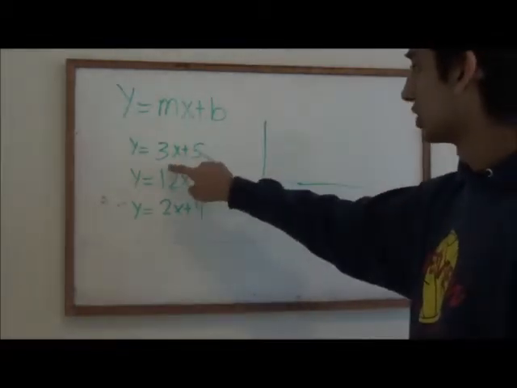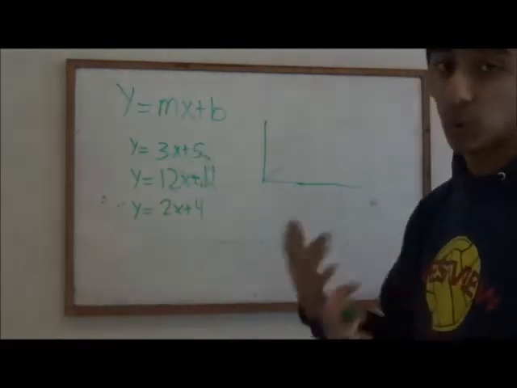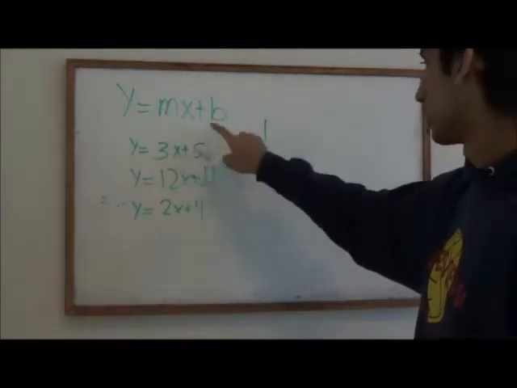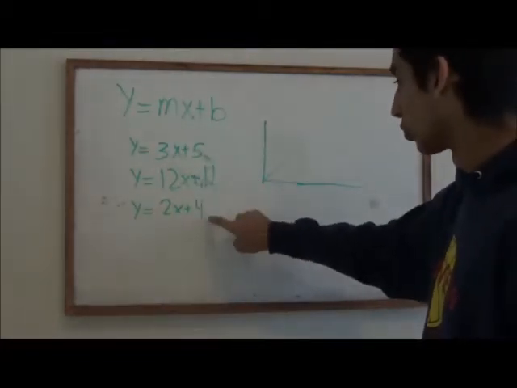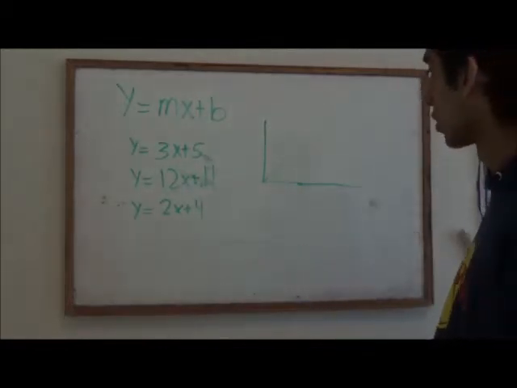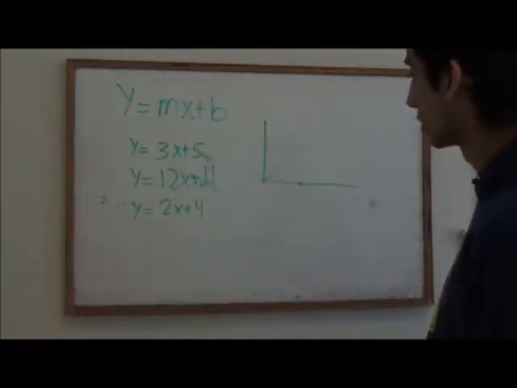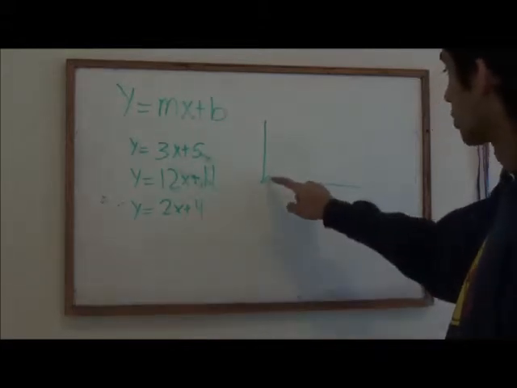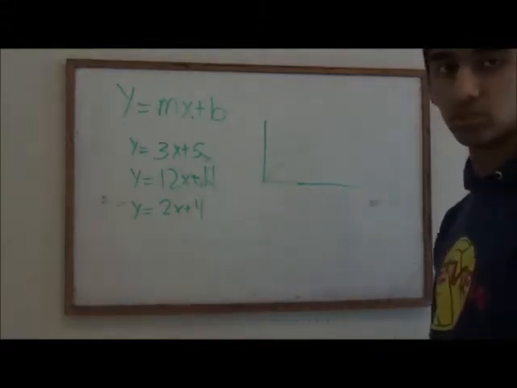The m would be the 3, which is the coefficient of x, and then b would be 5, 11, or 4, right? And then I could graph it. It's pretty straightforward because it shouldn't be that hard to graph, and it's just a straight line.